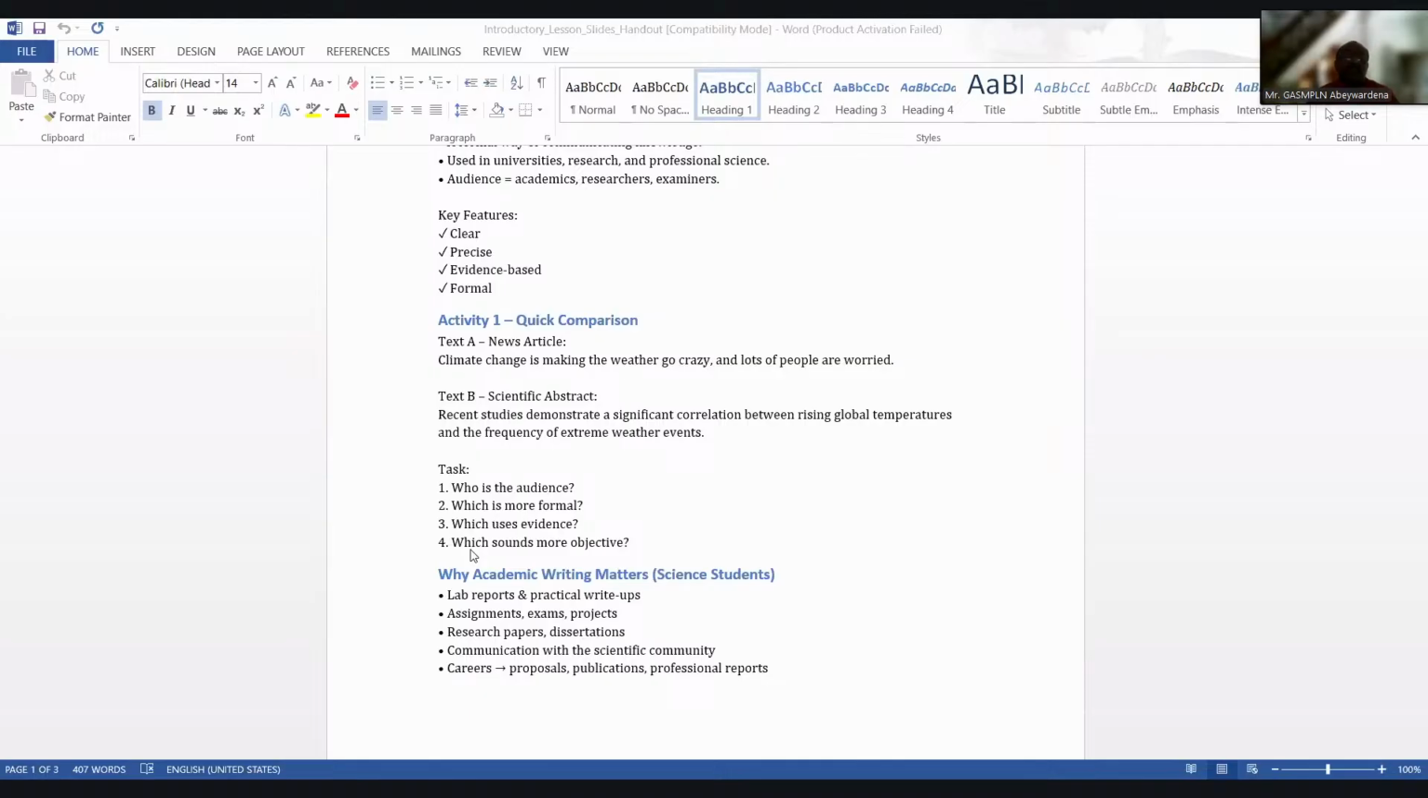Look at Task A. Climate change is making the weather go crazy. Crazy has different meanings. People also go crazy, animals also go crazy. And people are worried. So what is the meaning of the word worry here? It has a lot of meanings. On the contrary, if we say studies demonstrate, not all, we have evidence, there is a significant correlation between rising global temperature.